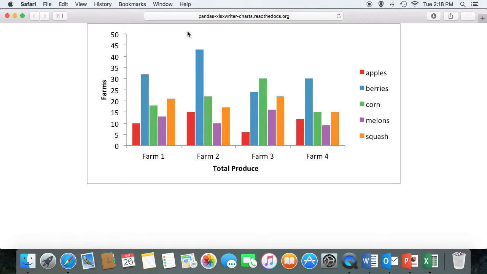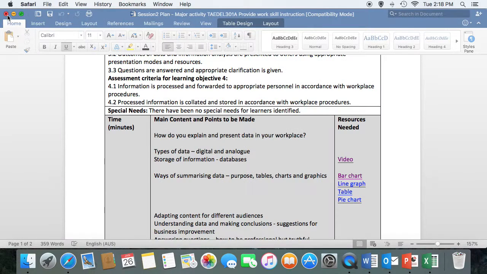So the heading could either be positioned at the top of the graph or down here underneath the graph, but basically telling the reader what it's all about. So that is a bar chart or bar graph. Let's take a look at line graphs.